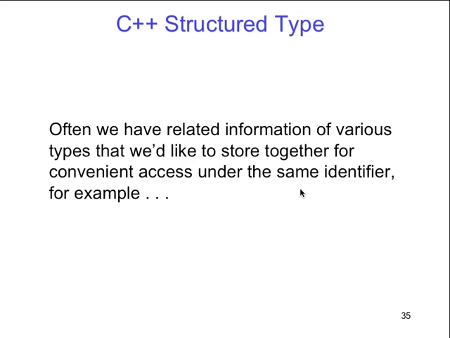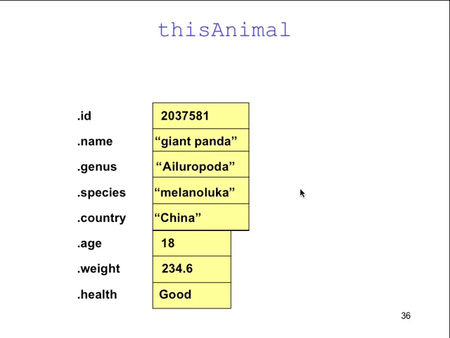It's often related to information of various different types that are all stored together for convenient access under the same identifier. For example, let's talk about animals. We're going to the zoo. This comes out of the textbook that I have in the syllabus for this course, actually, which is not a bad book if this is your first C course. Hopefully you have gotten the book or have access to it. It's also in electronic form as well.